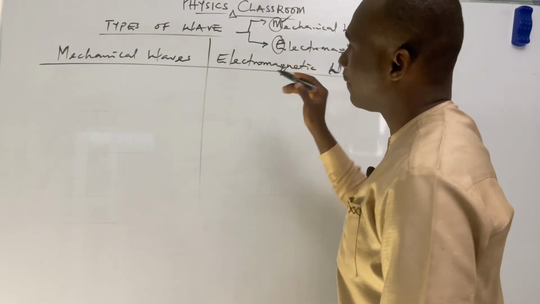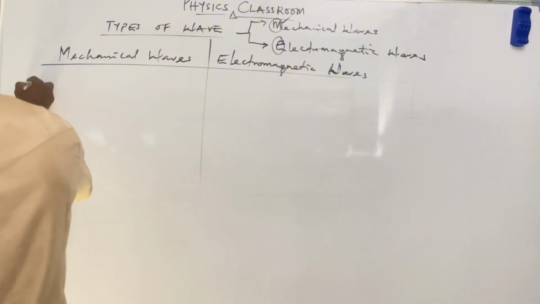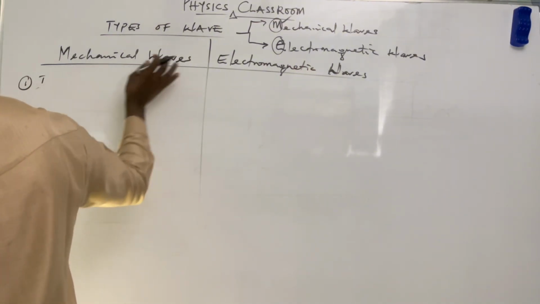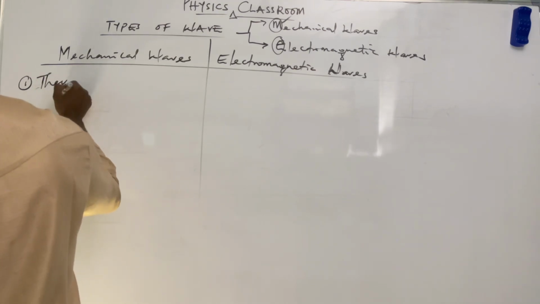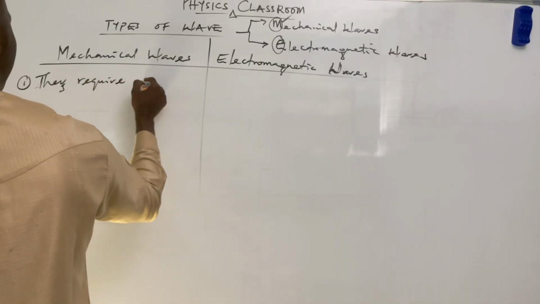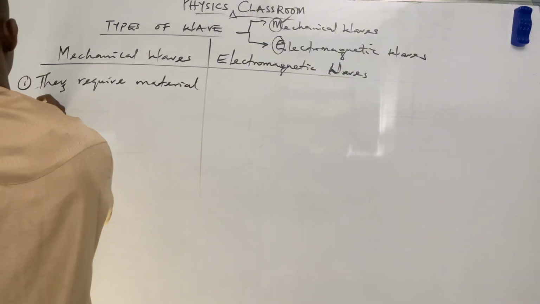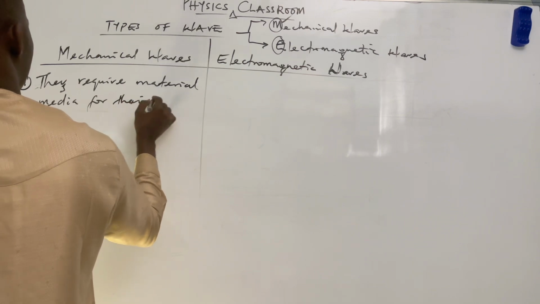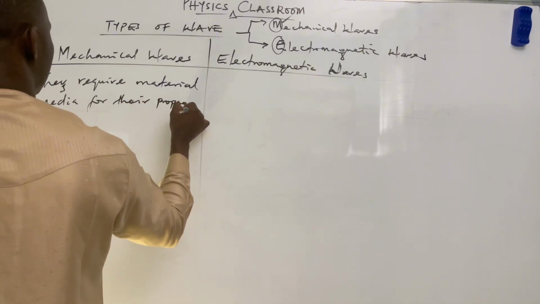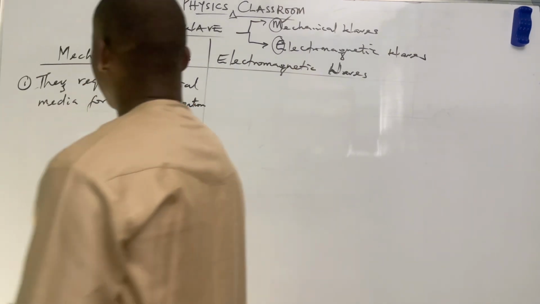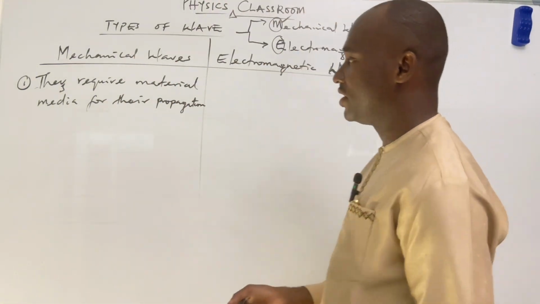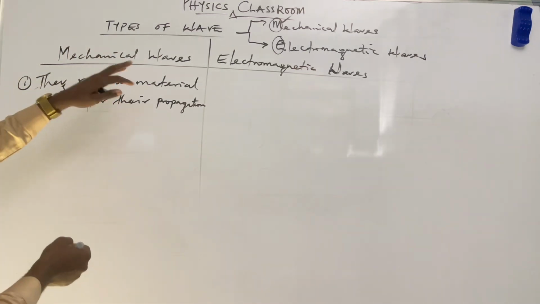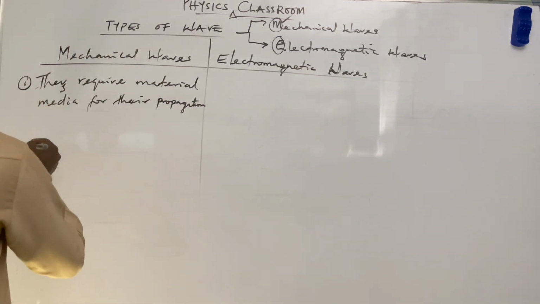So the mechanical requires material medium. That's the first difference. It's okay. I've pluralized this so I can say they require material media for their propagation. Mechanical waves require material media for their propagation. What am I saying? Let me just give you some typical examples of mechanical waves and their material media.